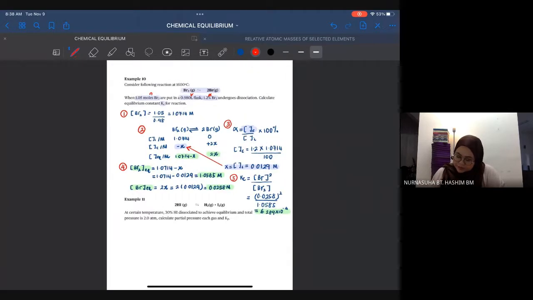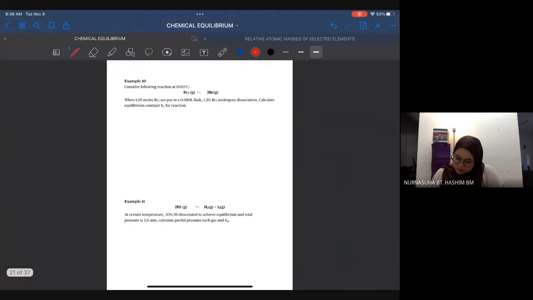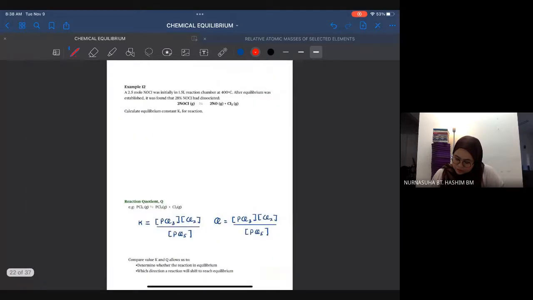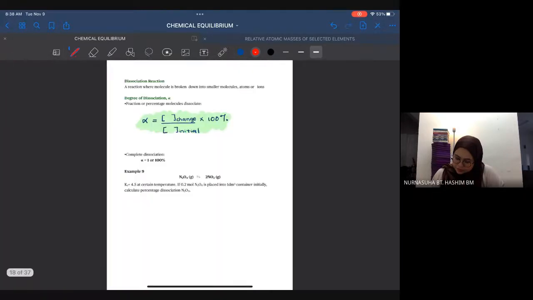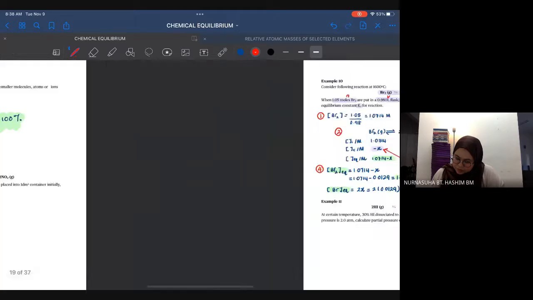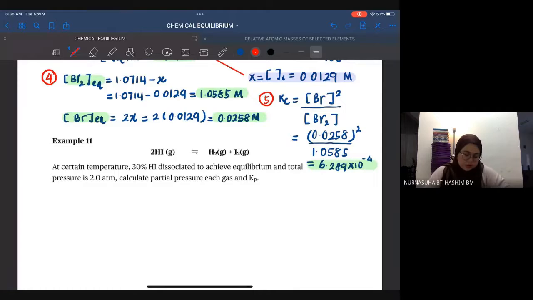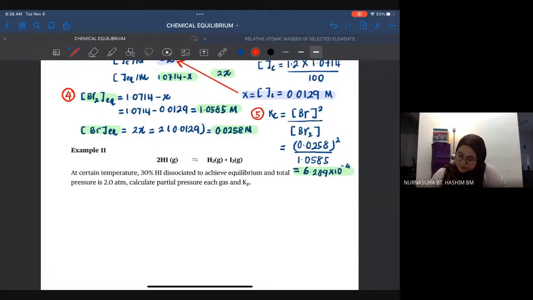Okay guys. Okay, ada masa lagi, kita buat lagi satu example lah. At certain temperature, 30% hydrogen iodide dissociate to achieve equilibrium. And total pressure dia adalah 2 atm. Ini total pressure tau, bukannya partial pressure. Next, calculate partial pressure of each gas and Kp.